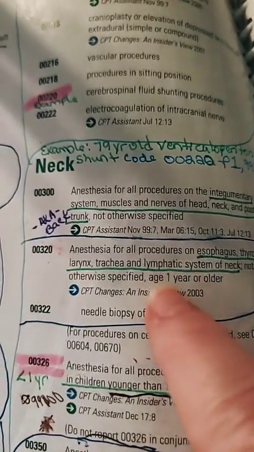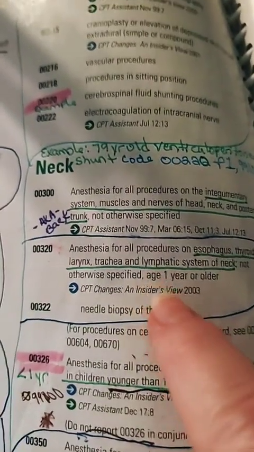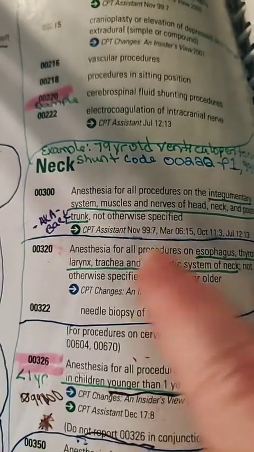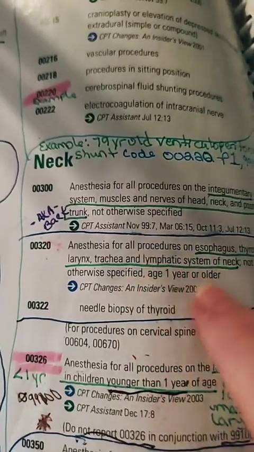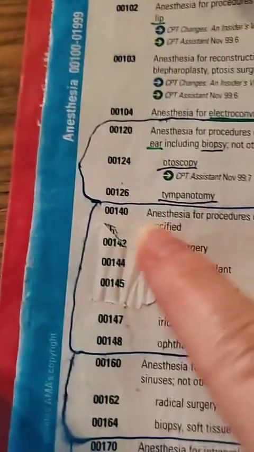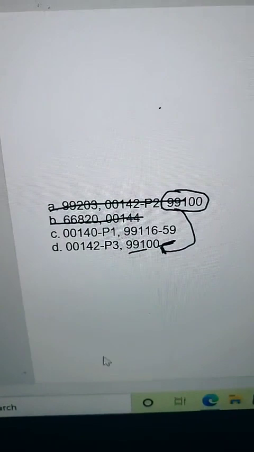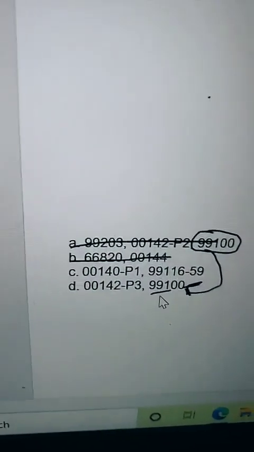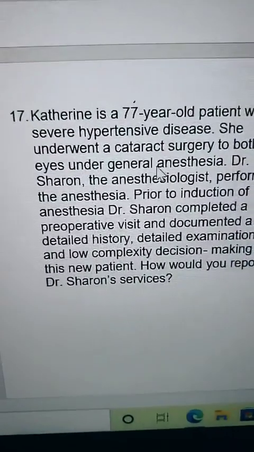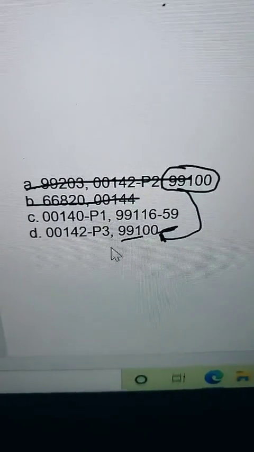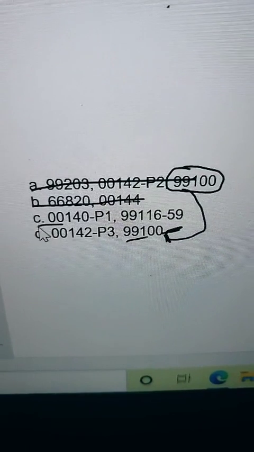So this one, if you did a 6-monther, a 10-monther, an 11-monther, you would not add any code to this because it's in the descriptor. This one does not have any age listed. So you do have to add it on your older patients. Or younger patients. Let's go see what the age of the patient is. She is 77 years old. That's all I needed to read from this question, and I can pick out the correct answer.